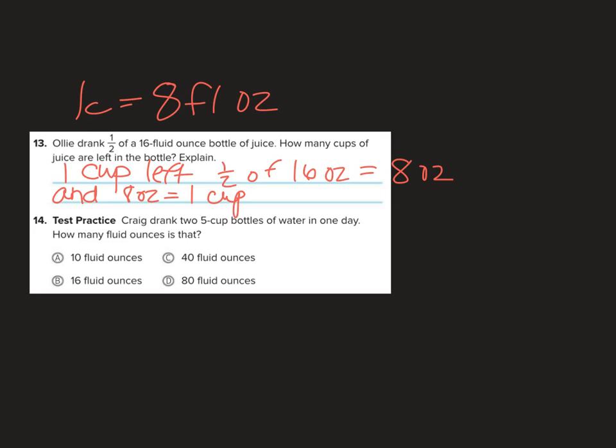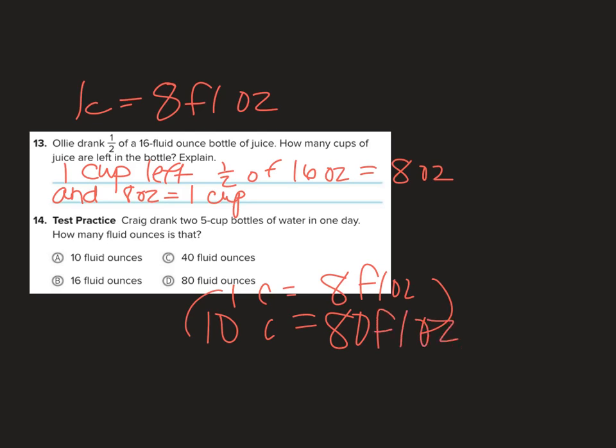Test practice. Craig drank 2 5-cup bottles of water in 1 day. So how many cups did he drink? 10, right? 10 cups. How many fluid ounces is that? Okay, so we know 1 cup equals 8 fluid ounces. So if I multiply by 10, she drank 80 fluid ounces. Boom, there we go.